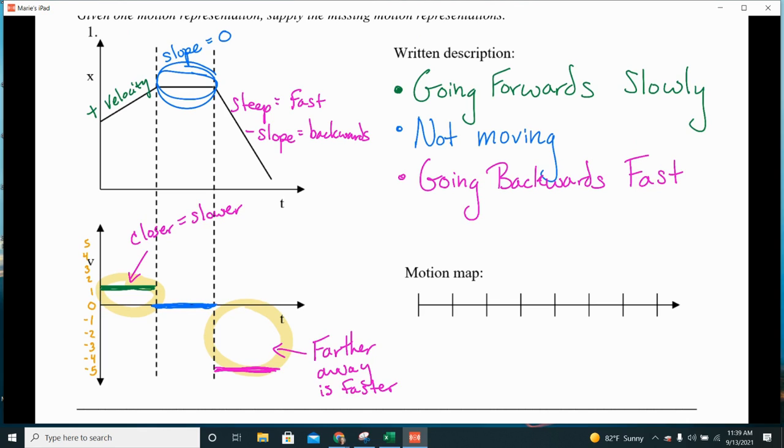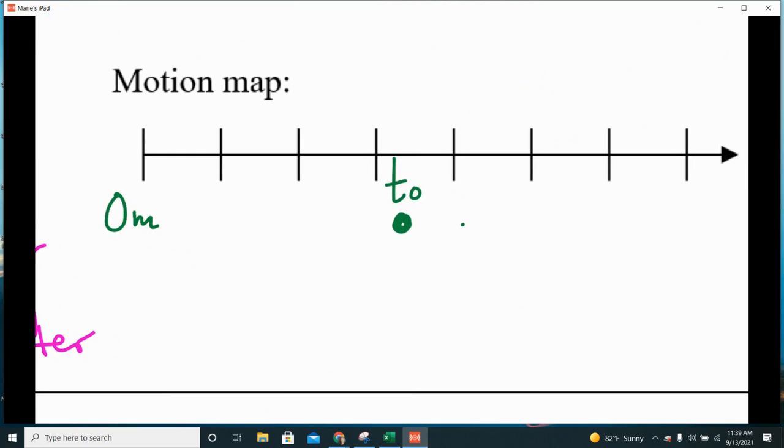Then I'm going to do my motion maps. So on my motion map, I'm going to start with going forwards. But one thing I need to consider is where did I start? Well, I need to look at my position versus time graph to figure out where I started. Specifically, I'm going to look right here. So I started fairly high up. So that means that I need to make sure that I don't start at 0. So if this is 0 meters, I need to start somewhere over here. And then I'm going to go forward slowly. So I'm going to start by going forward slow.